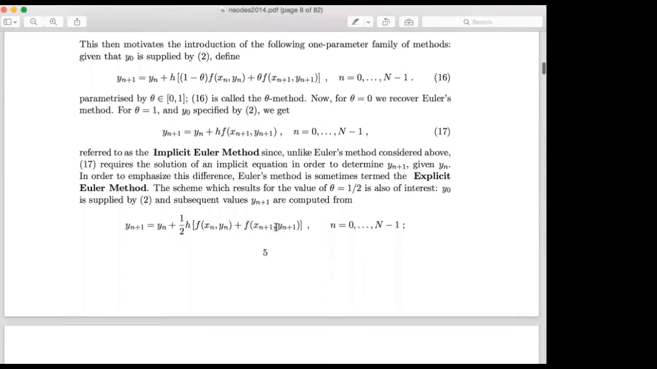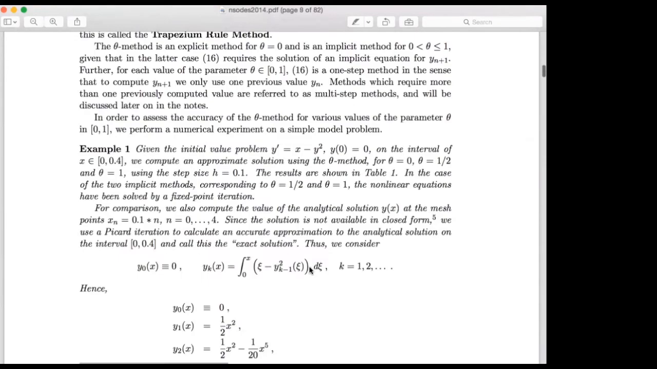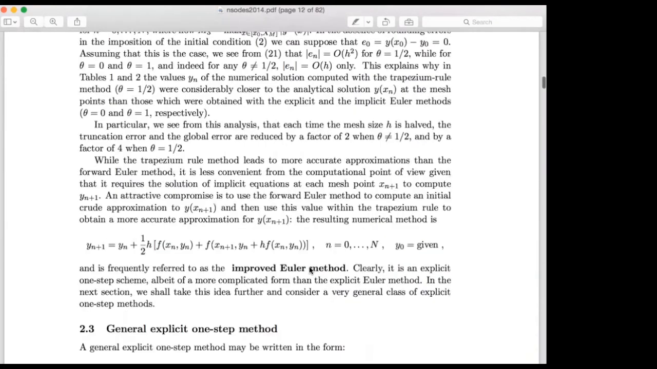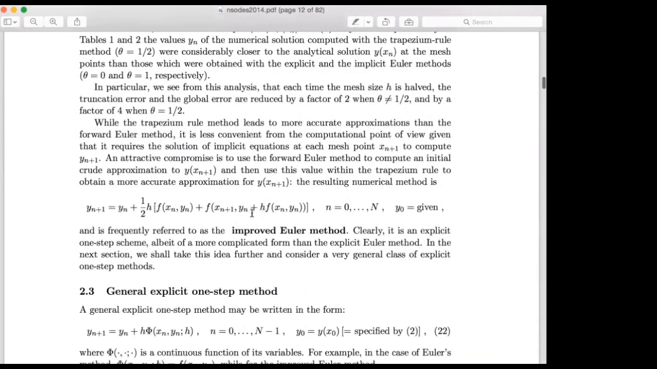For this value, we will use the explicit Euler method. We will use the value in the explicit method, and then we have this method. Yeah, this one. So now this is an explicit method. Am I right? The order of convergence of this method will remain 2.